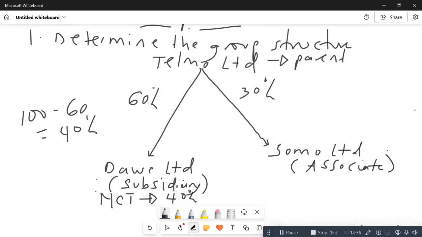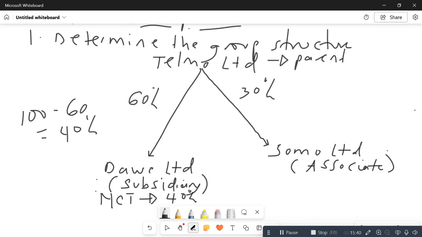Step 1 should always be to determine the group structure and the acquisition date if it is given. This structure is going to help us in several steps before we reach the final stage of combining our financials from subsidiary and parent. Don't skip this step in an examination. It is going to guide you on the other steps. Without knowing who is a subsidiary, who is a parent and who is an associate, you may end up consolidating an associate with the parent or subsidiary. An associate is not supposed to be consolidated, but rather accounted for using a separate standard, that is IAS 28, Investment in Associates.